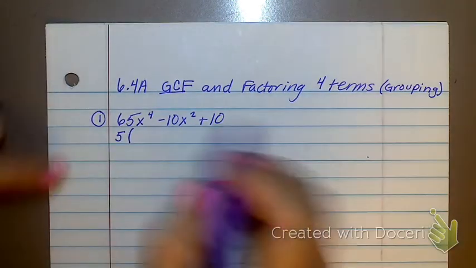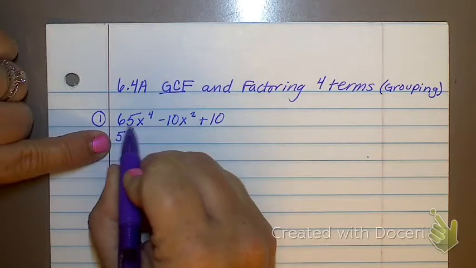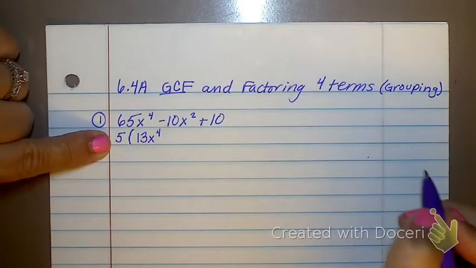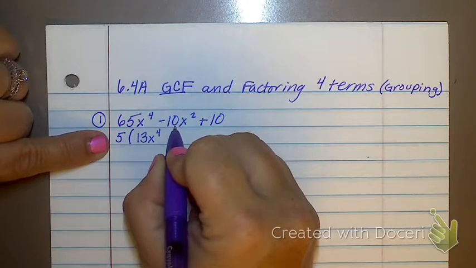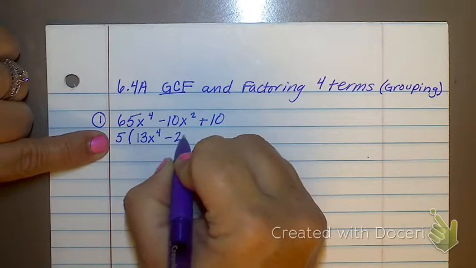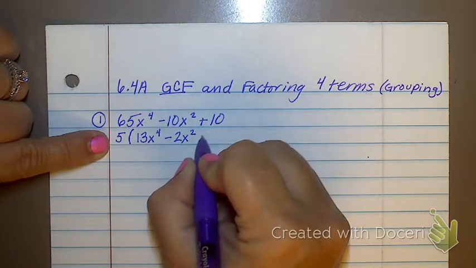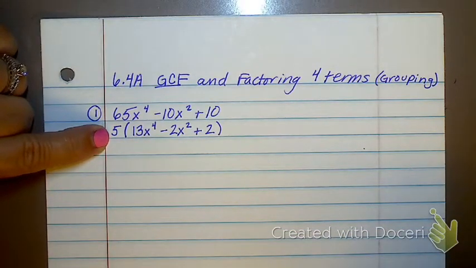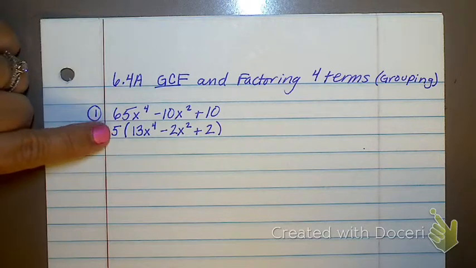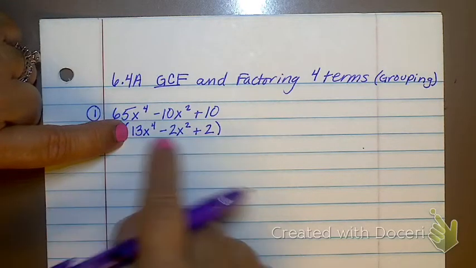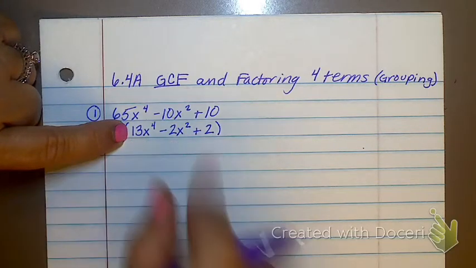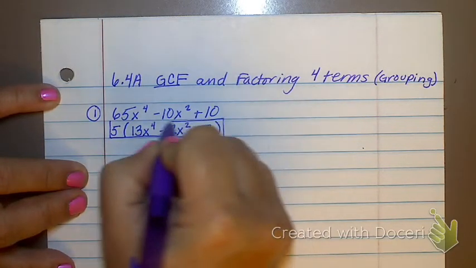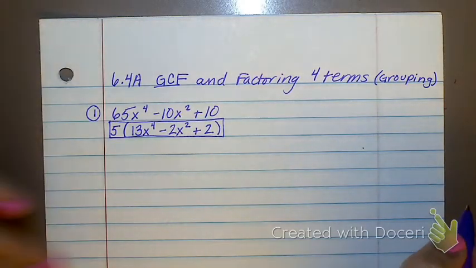So if a 5 was distributed, let's think backwards. 5 times what would give me 65x to the 4th? 13x to the 4th. All right, 5 times what would give me negative 10x squared? Negative 2x squared. And 5 times what would give me 10? Positive 2. Now, what if I could have taken out a bigger number, like 10? If I had taken out the wrong number out front, then I would be able to look here and still see something in common. Do I still see something in common here? 13 and 2, there's nothing in common there, and they don't all have x's. So that's the end of my problem. We are just undistributing what was distributed at first.